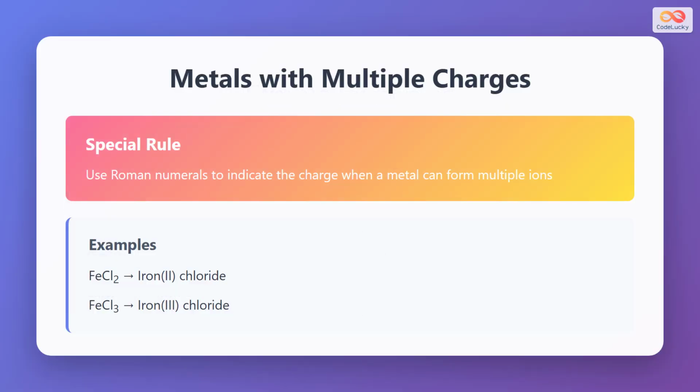Some metals can form ions with different charges, and this creates a special naming situation. When a metal can have multiple possible charges, we must indicate which charge it has in that particular compound by using Roman numerals in parentheses. For example, FeCl2 is named iron(II) chloride, where the Roman numeral II indicates that iron has a +2 charge in this compound. FeCl3 is named iron(III) chloride, showing that iron has a +3 charge here. The Roman numeral system allows us to distinguish between different compounds of the same elements.